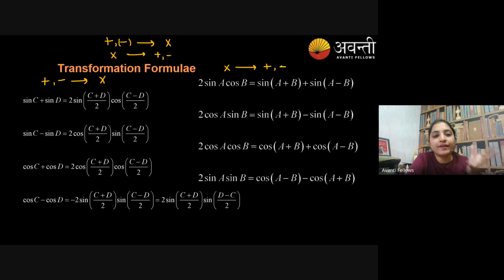Same funda is there. When 2 sines are added, 1 sine, 1 cos. When 2 cos are added, the same will come, either 2 cos or 2 sine. It means when 2 sines are added, first sine, then cos. When sines are subtracted, first cos, then sine. When 2 cos are added, both are cos. When both cos are subtracted, then both are sine and minus will come outside. Clear?